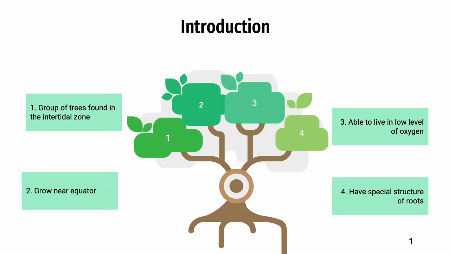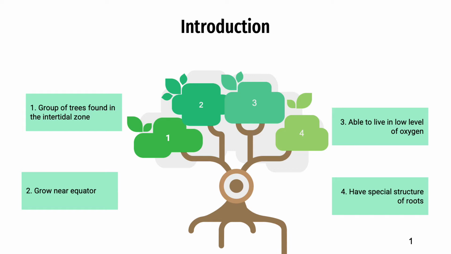So let's start with the introduction. First of all, mangroves are a group of intertidal trees and shrubs which is found in the area that is visible at low tide and covered with water at high tide. There are approximately 80 different mangrove types present.